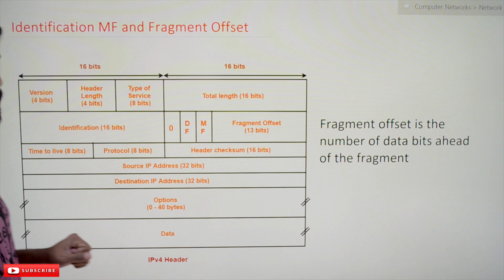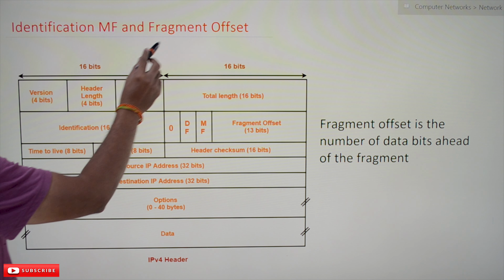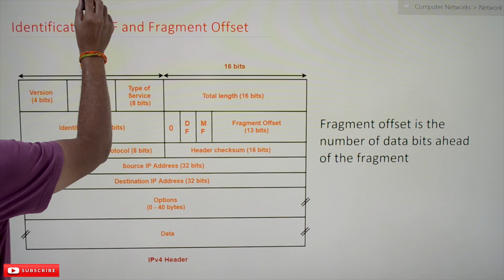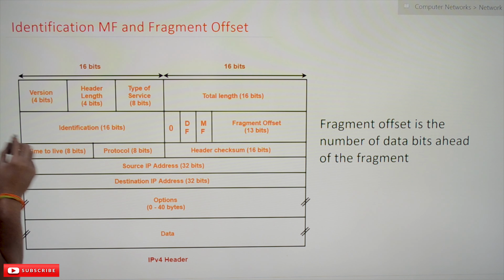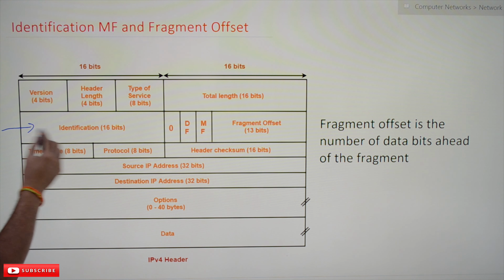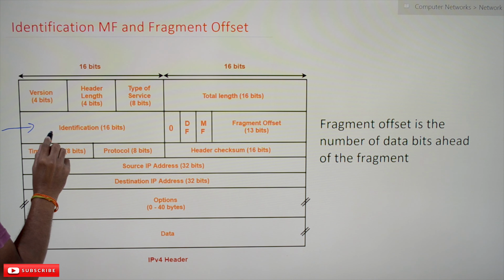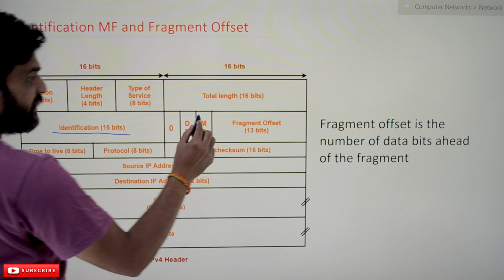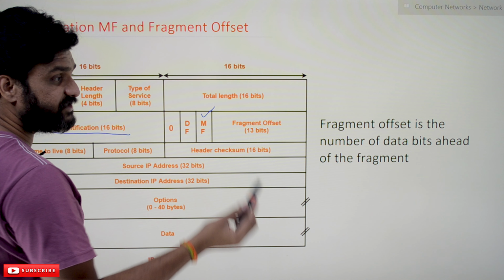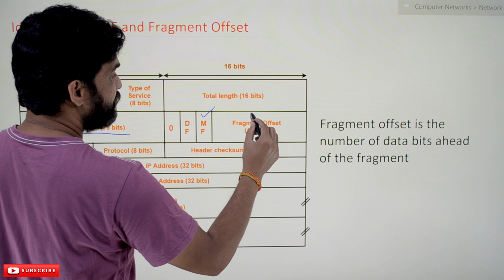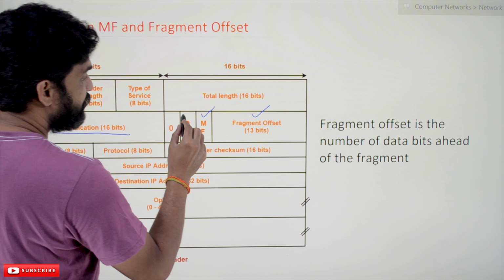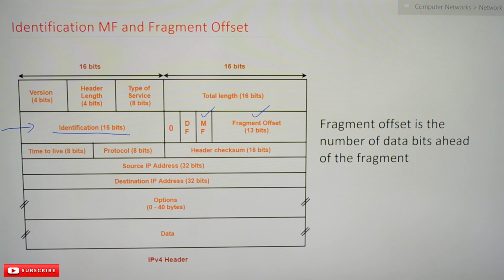Now coming to this class: identification, MF, and fragment offsets. These are the fields in the second row of the IPv4 header, and we are going to discuss the fields in this second row in this class. We are going to discuss identification, and next is MF. MF stands for more fragments, and the next one is fragment offset. About DF we will try to understand in our next class.